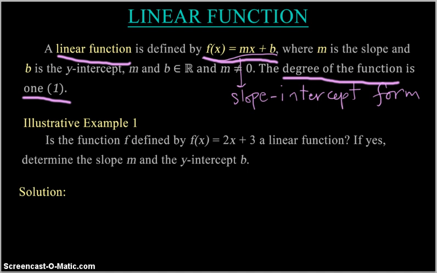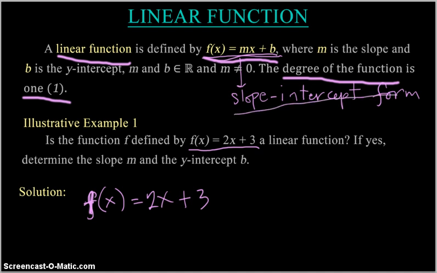So yung f of x is equal to 2x plus 3 ba ay nakasulat sa format ng f of x is equal to mx plus b? Yes or no? Okay, so yes. Ngayon, i-identify natin. So f of x is equal to 2x plus 3. So nakasulat naman siya sa slope-intercept form.